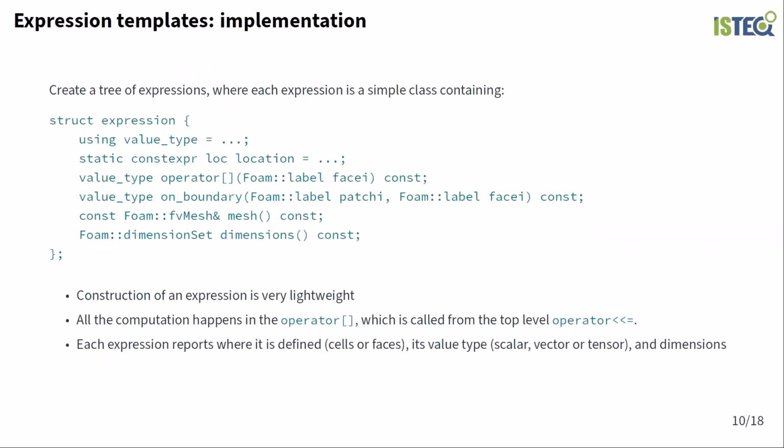So now let's talk a little bit about how this is implemented. Each expression is a struct which has this interface, so it knows its value type, it knows its location, meaning either on cells or on faces. So it's also encoded, it's all constexpr, so it's known at compile time, and it selects the correct operations and correct loops. And there is operator brackets that gets the value on internal faces or cells, and there is a bound on boundary function that fetches the value on the boundary, and it also supports dimensions as in regular OpenFOAM.